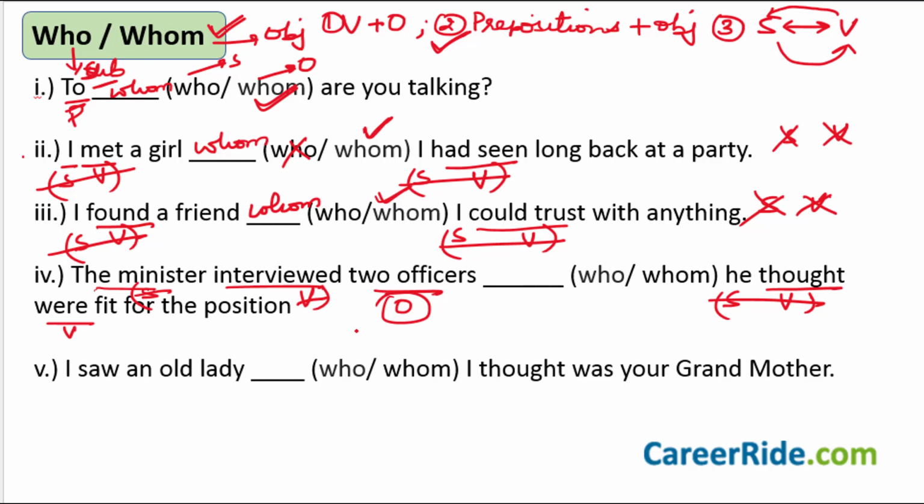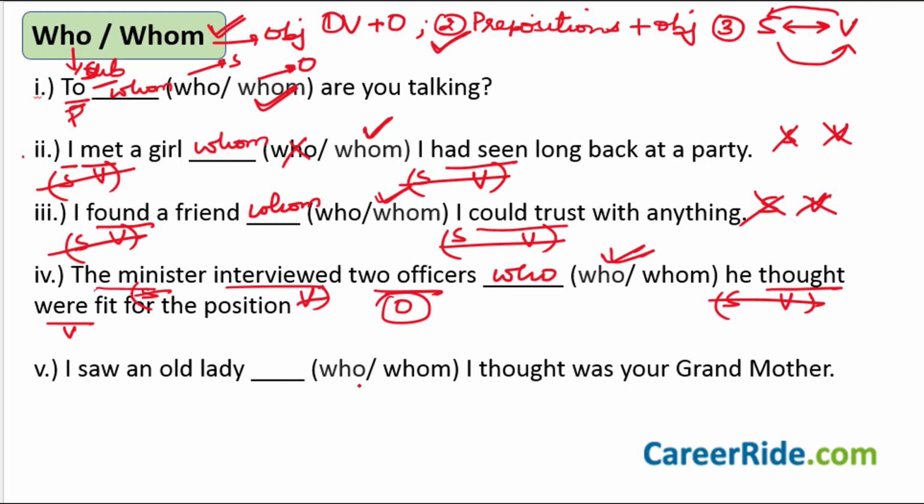These are objects. These are not subjects. So we require a subject here. What is the subject? Subject is who. So it should be who here. Coming to the last sentence: I saw an old lady dash I thought was your grandmother.